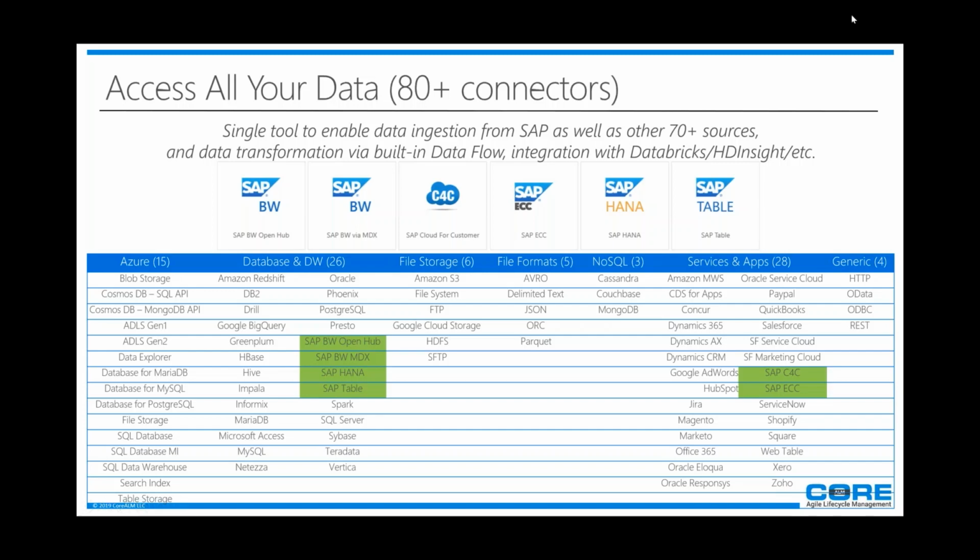So you'll see here, you have the ability to connect to the BW, ECC, HANA, SAP table. So there's a lot of SAP connectors embedded within Azure Data Factory, but it also gives you the capability of connecting to other Azure features, other databases, and even generic data sources like HTTP, OData, ODBC, and REST. So this is just a graphical depiction of some of the connectors that Azure Data Factory enables you to select.